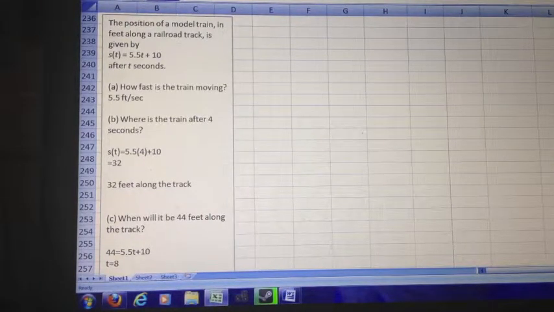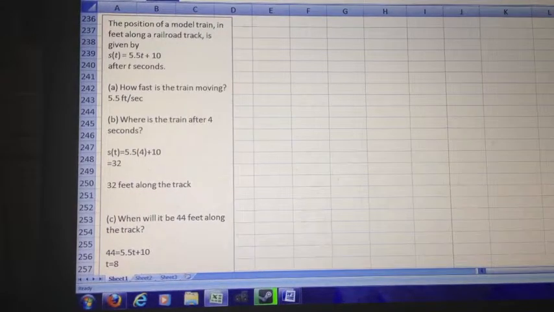So really all this means is that we're looking at our variable. In front of our variable is 5.5, which means that our train is moving 5.5 feet per second. Then we look at the second question, and it says, where is the train after 4 seconds? In order to get this, we know that our t equals our seconds, so we plug 4 in for our t value. We do out the math, and we get 32, which means that after 4 seconds, our train has moved 32 feet along the track.